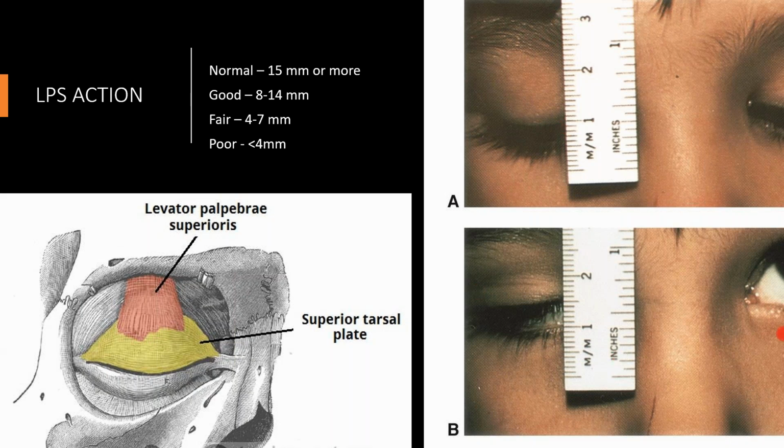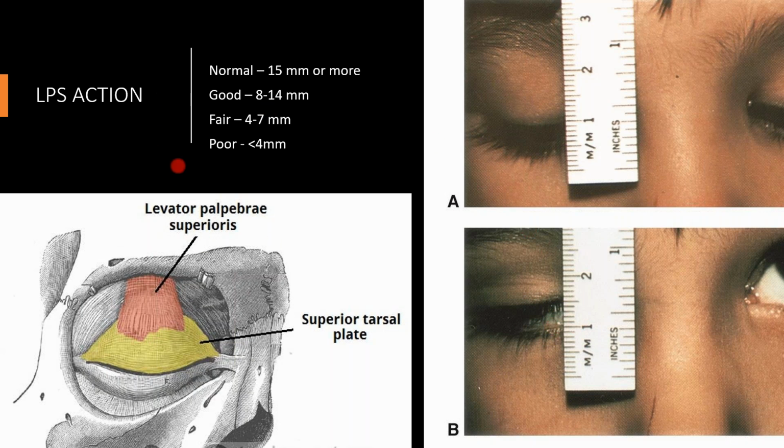So now you can see in the second image that the patient is looking up, but there is very minimal elevation in the ptotic eyelid, approximately. So this was here, it's like 1, and then over here it becomes 1.5 centimeters. So it's only a 5 mm LPS action. So that is how you measure LPS action, right?